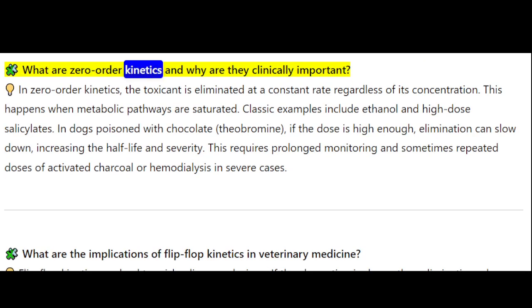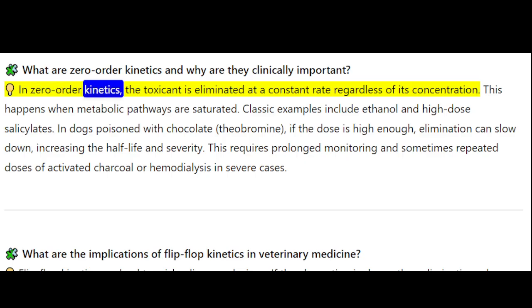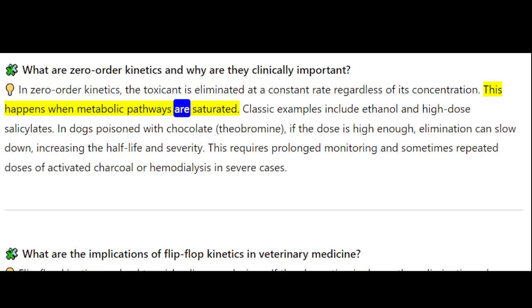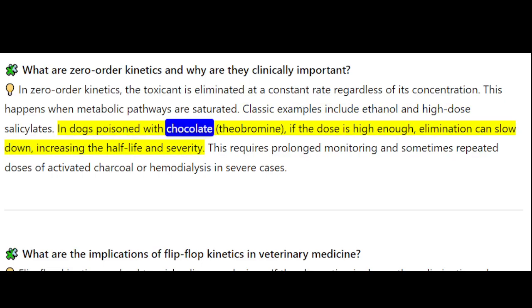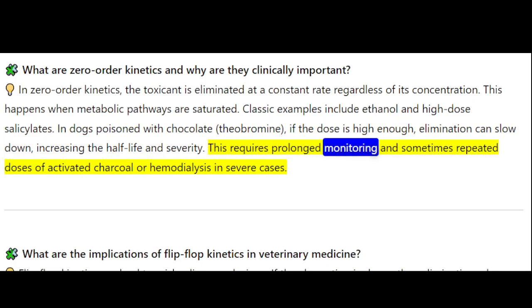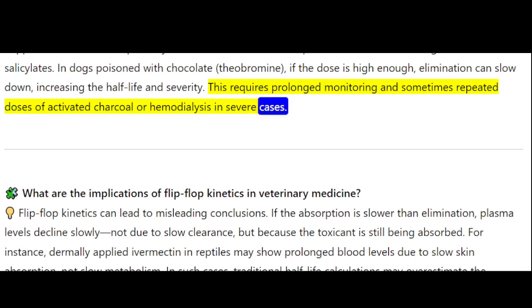What are zero-order kinetics and why are they clinically important? In zero-order kinetics, the toxicant is eliminated at a constant rate regardless of its concentration. This happens when metabolic pathways are saturated. Classic examples include ethanol and high-dose salicylates. In dogs poisoned with chocolate, theobromine, if the dose is high enough, elimination can slow down, increasing the half-life and severity. This requires prolonged monitoring and sometimes repeated doses of activated charcoal or hemodialysis in severe cases.